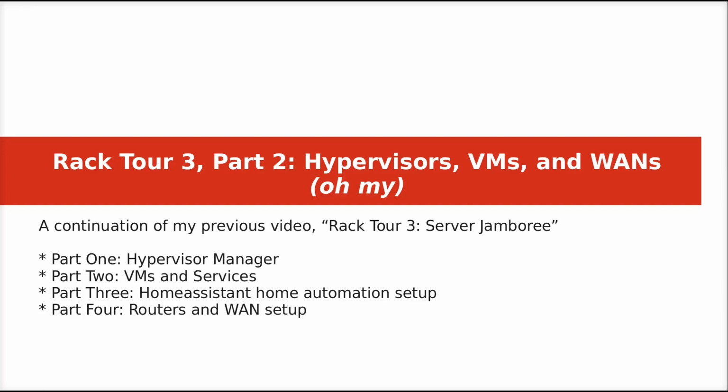So part 1, I'll go over the hypervisor manager I use, which is a custom solution I built. Part 2, I go over the VMs and the services I run and provide for my users and myself. Part 3, I'm going to discuss briefly a little bit about my Home Assistant home automation setup, which I think is pretty cool and is one of the core uses of all of this infrastructure. And part 4, I'm going to discuss my routers and how my crazy redundant WAN setup is put together and how that works. So stay tuned and we'll get started with part 1.